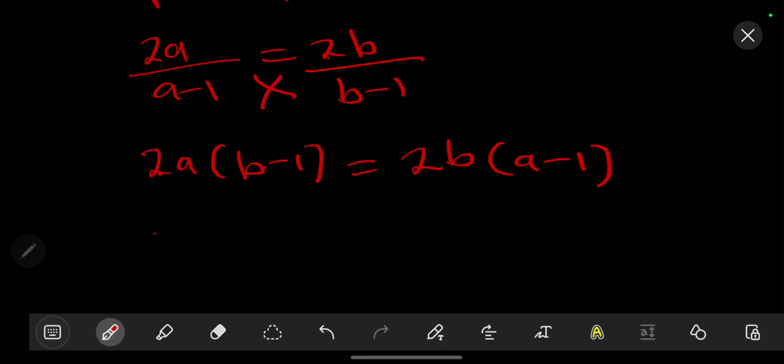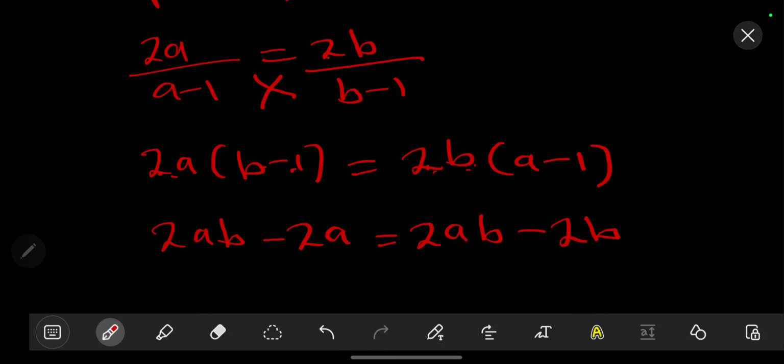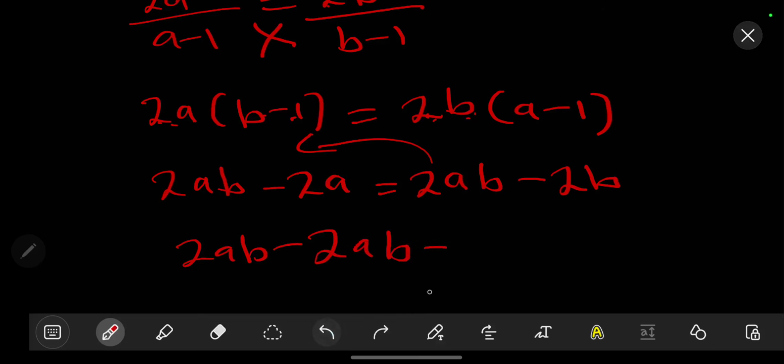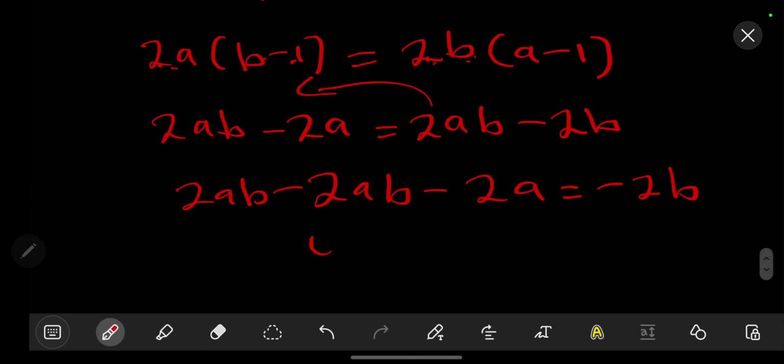2a by b gives us 2ab. 2a by 1 will be minus 2a. 2b times a will be equal to 2ab. 2b by 1 will be minus 2b, like that. Then let's take this value to this side. So we have 2ab minus 2ab minus 2a should be equal to negative 2b. This minus this is 0, so it's okay if we don't write the 0. Minus 2a should be equal to minus 2b.